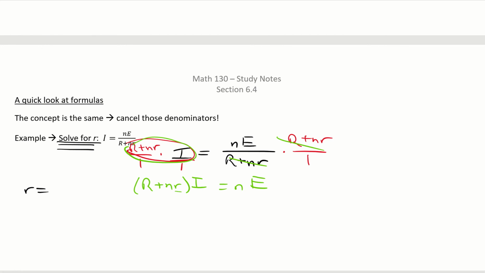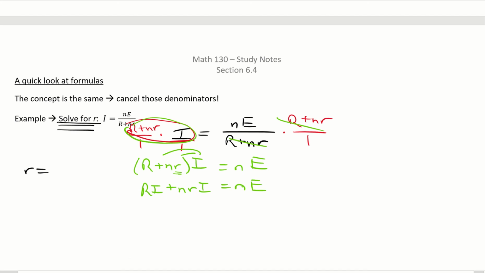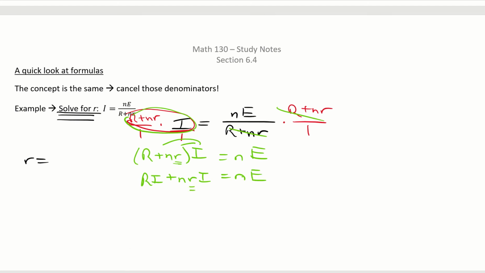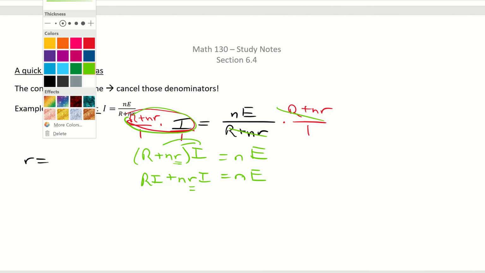We're looking for little r. You have different choices. You can divide the I over. Some people do that. I'm going to just distribute the I though. So I'm going to get R times I plus n little r times I is n times E. Again, we're going for this guy. What should we do? People get confused here. You don't need to be confused.